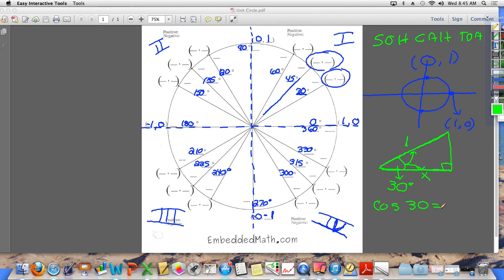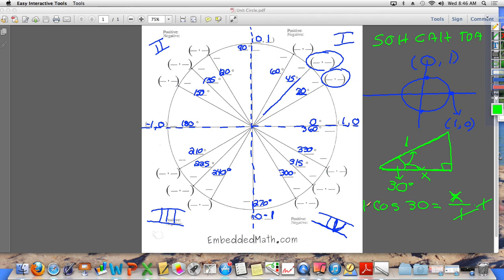Which side is adjacent? X. The x divided by the hypotenuse. What's the hypotenuse? It is 1. To solve for x, which is being divided by 1, we just have to multiply both sides by 1. Is it necessary for me to even multiply by 1? No, but that is the math behind it. We have 1 times the cosine of 30.